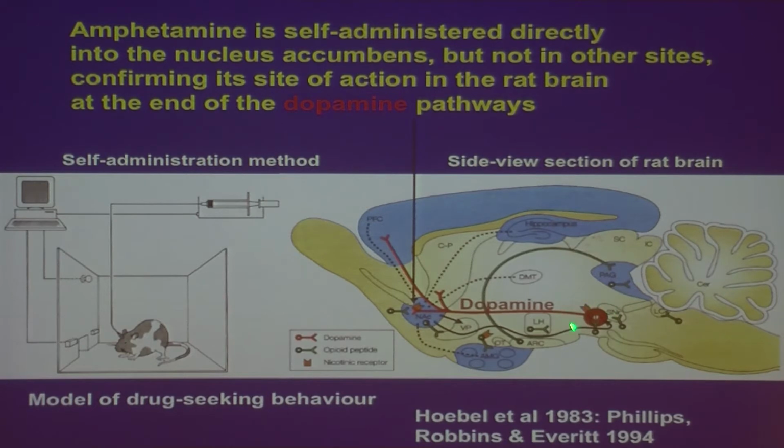And Everett and I were able to, with Gavin Phillips, replicate some of this work and show that rats actually regulate the optimal level of dopamine in this structure by their behaviour.